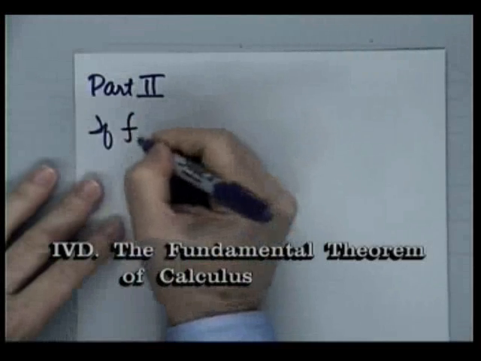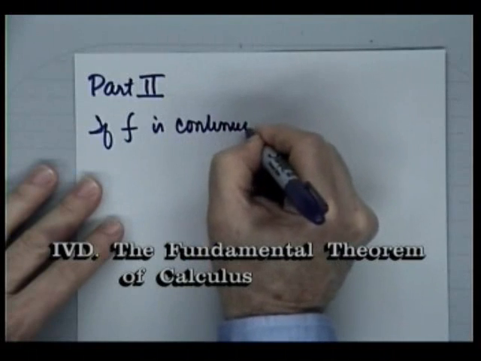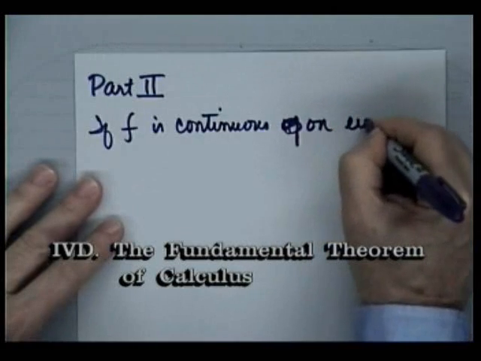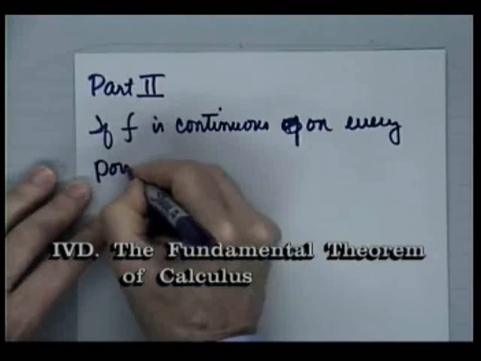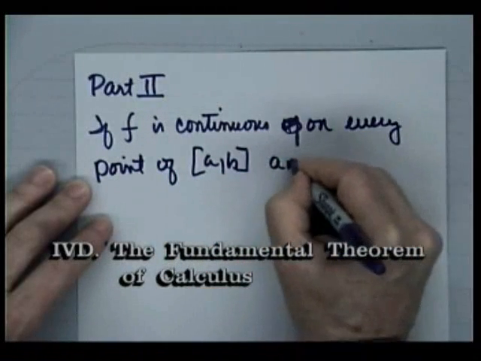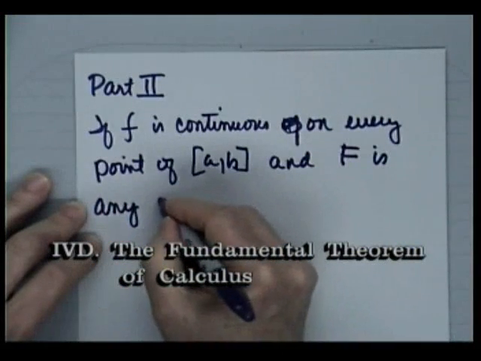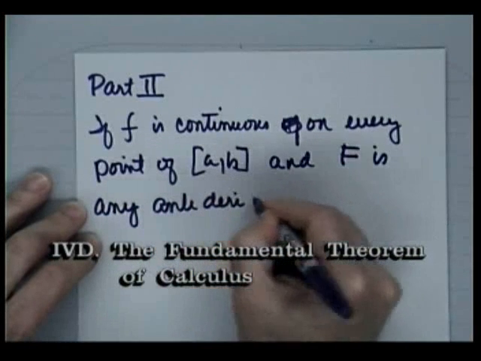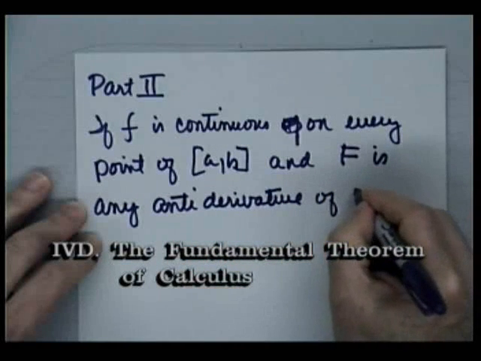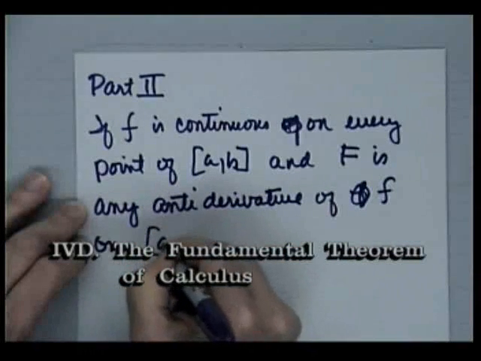So if I have a little f function that is continuous on every point of a closed interval AB, and big F is any antiderivative of little f on that same closed interval AB.